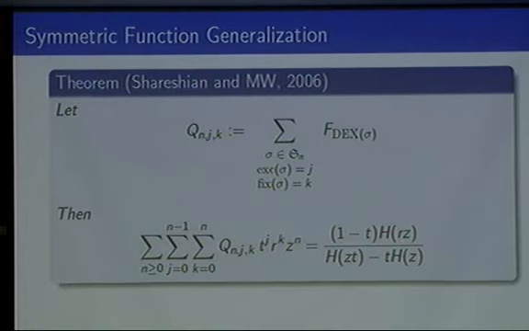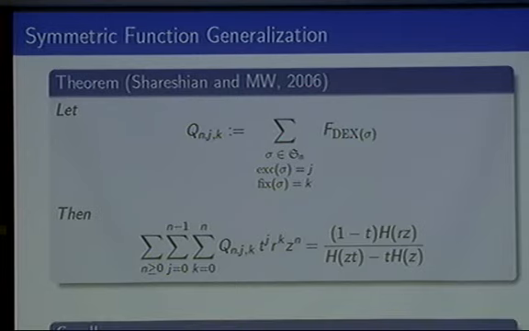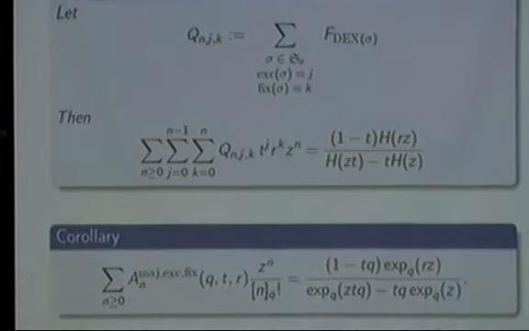R is actually a parameter, not k. So this is what we prove. And as a consequence, I'm just repeating what I already said, this is the formula that follows from that.